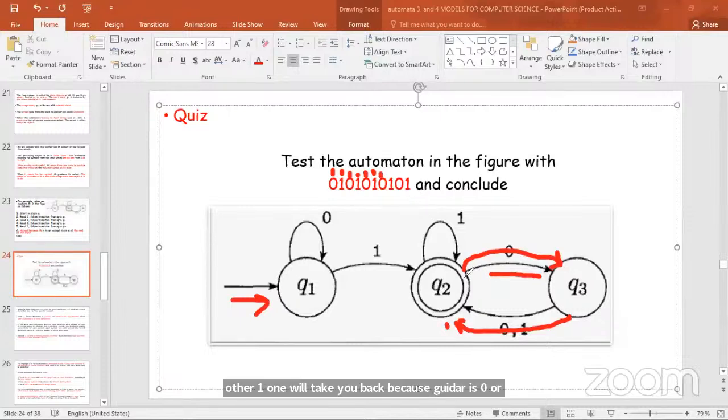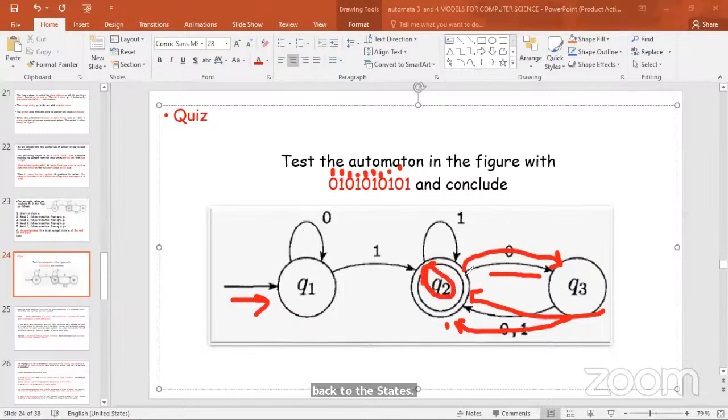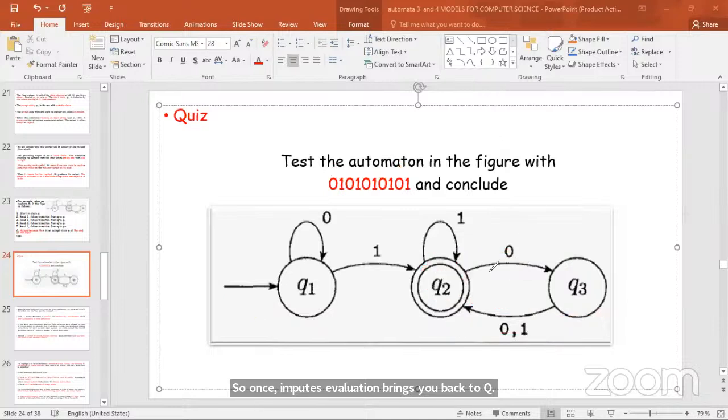Then you read a 0, and you are just looping. You read a 1, which brings you back to Q2. You read a 0, which takes you to Q3. And you read the last 1, which takes you to Q2. So you just keep looping up until the last 1, which takes you back to the accept state. Once the whole input evaluation brings you back to Q2, it means that the string is accepted, right?